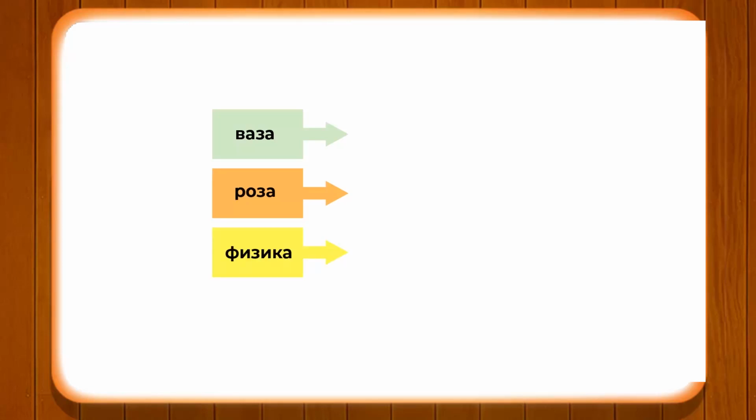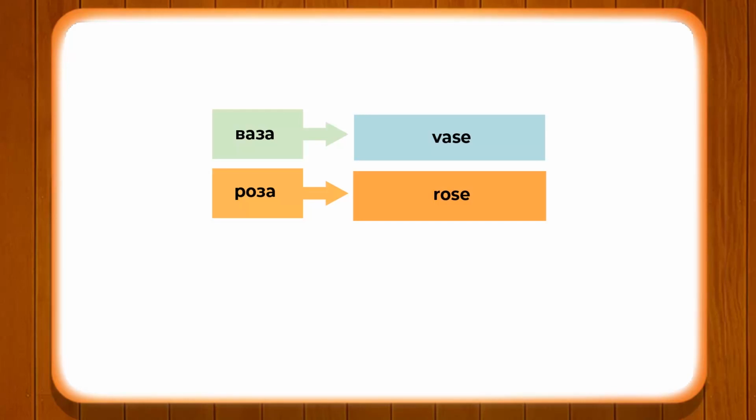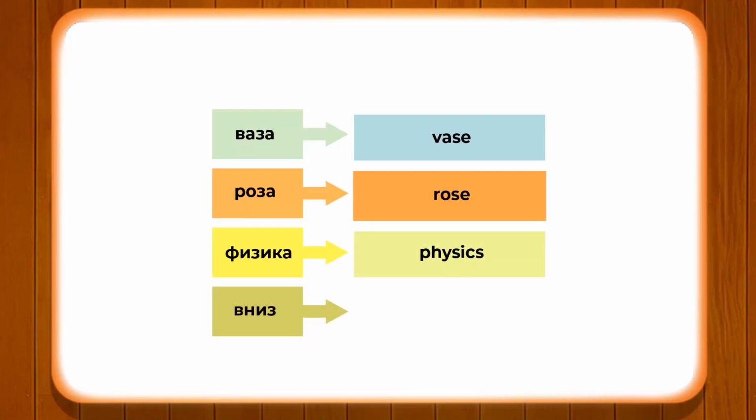All right. Now let us go ahead and see a few more such words. It's vaza, rosa, fizika, vniz. Vaza means vase, rosa means rose, fizika means physics, and vniz means below.